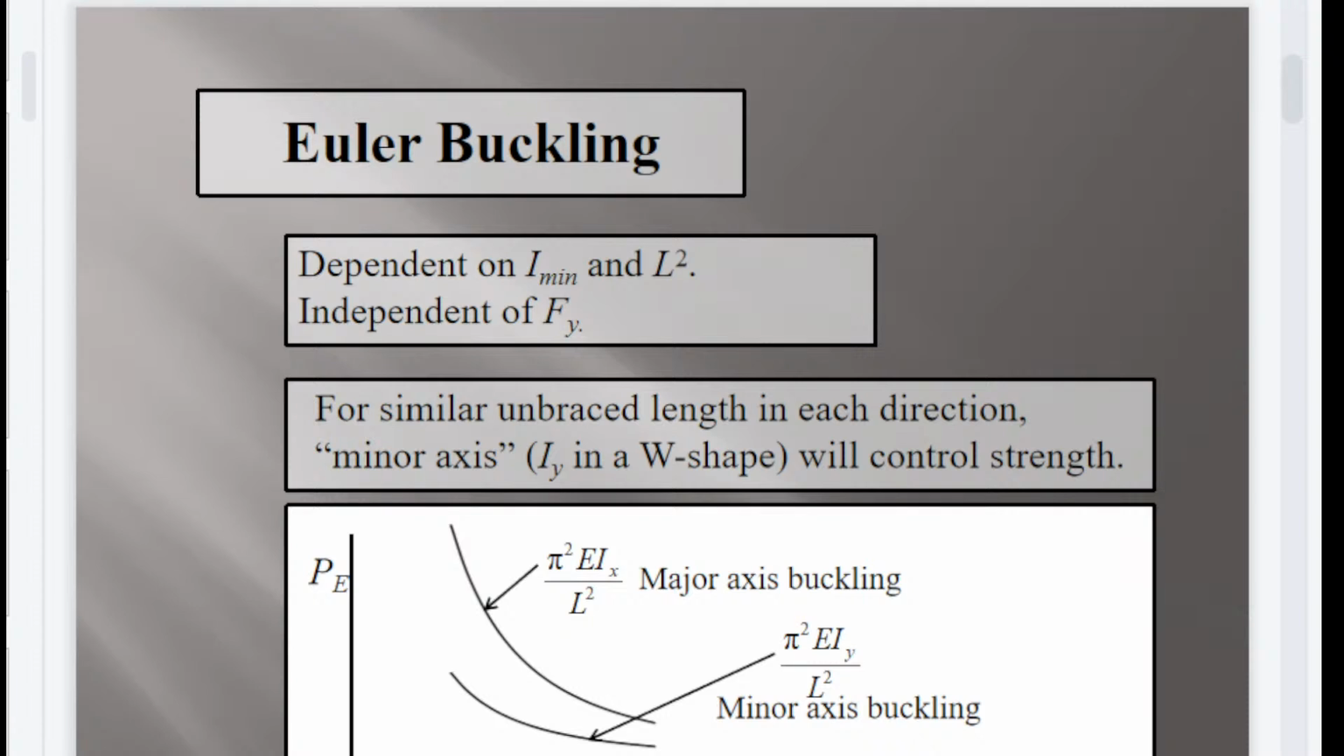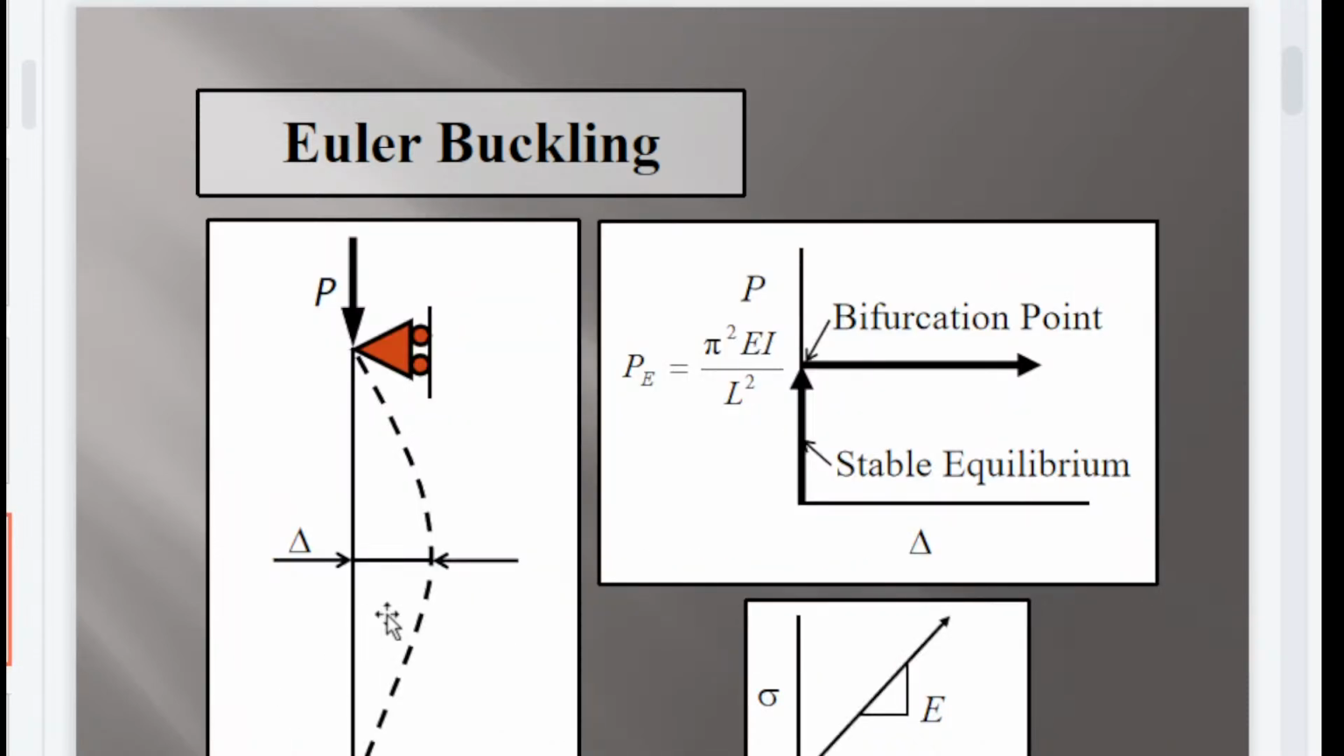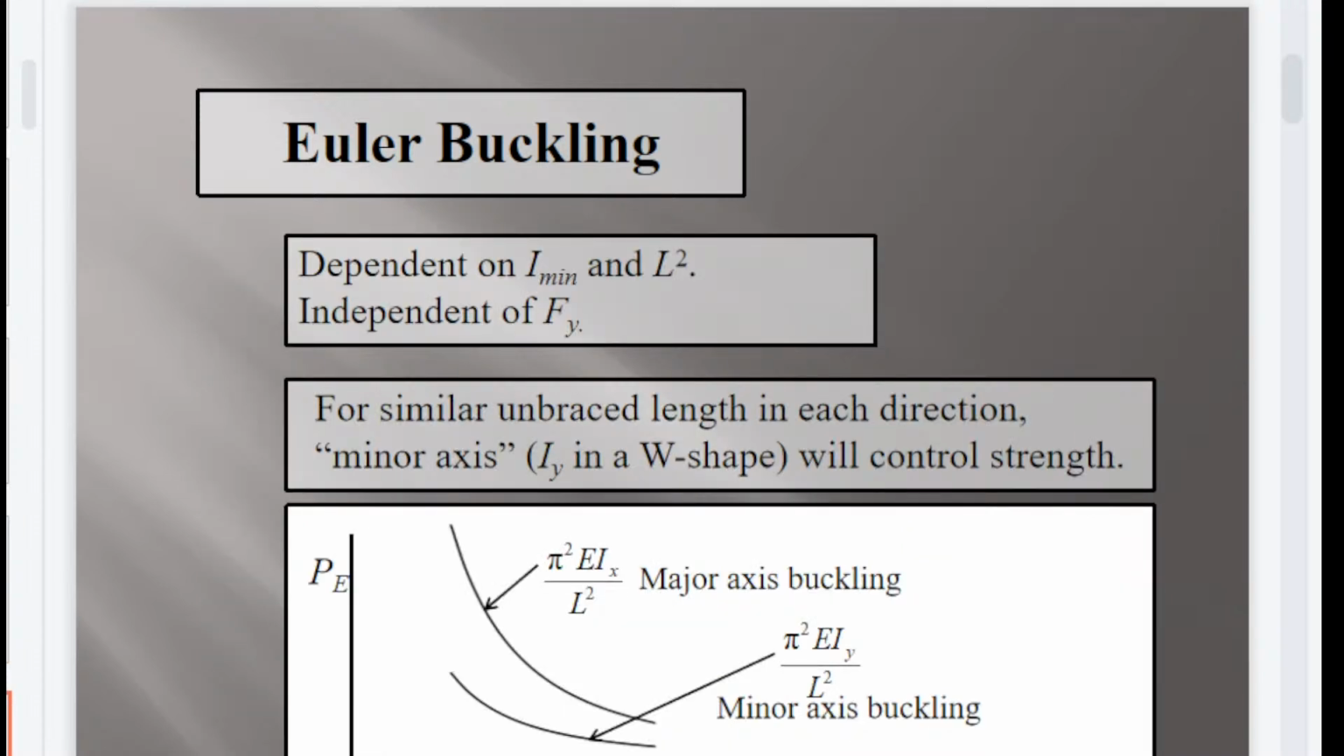Depending on I minimum, meaning the inertia, and L squared. So therefore, if you have this delta here, meaning to say it is very much dependent on L. You can feel it as the L becomes shorter and shorter, the force would provide us greater and greater amount of force. That's why it is dependent on L squared. And also dependent on I.